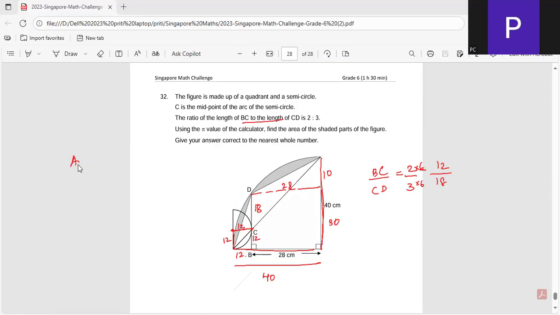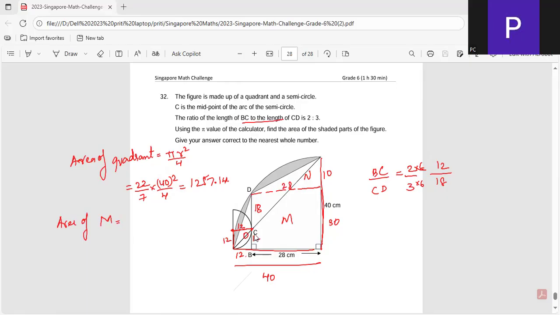Let's do the calculation. So area of the quadrant is equal to pi r square over 4. So pi is 22 over 7 into r square, 40 square over 4. So I'll get this as 1257. Then let's just name them as M and O for identification. So what is area of rectangle M? It is 30 into 28, which is 840, which I have to subtract.